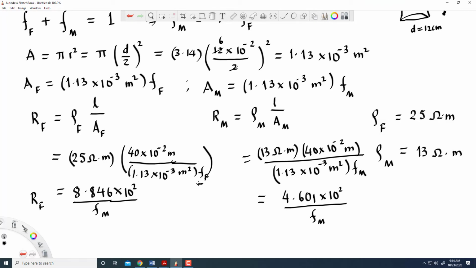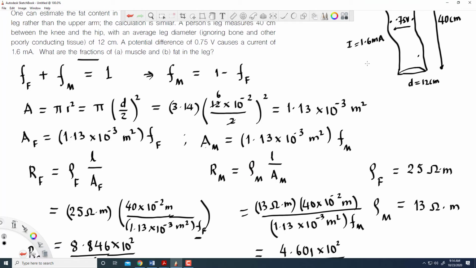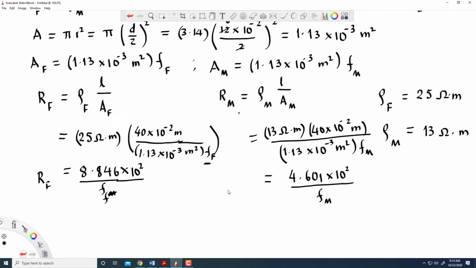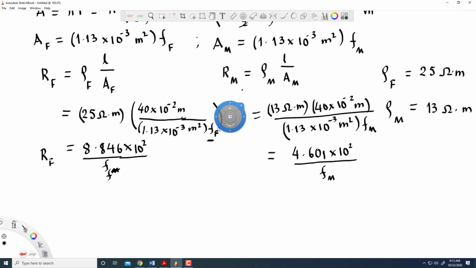So this one, that's F sub F. Okay, so all I did here is found the area of the muscle in the leg and area of the fat in the leg, and then I'm finding the resistance offered by the fat content and the muscle content in the leg. Okay, so again we have here fat and muscle in the leg, and they are offering some resistance to the current that we are applying.